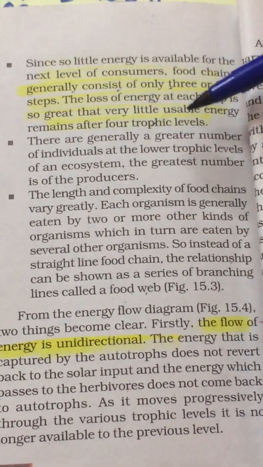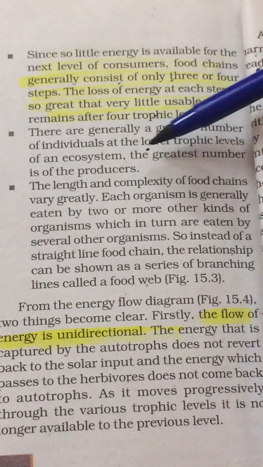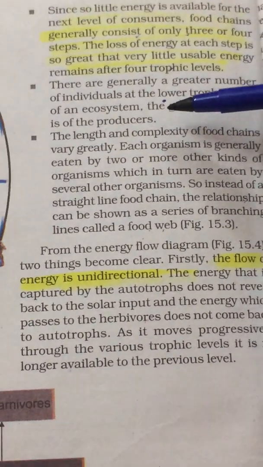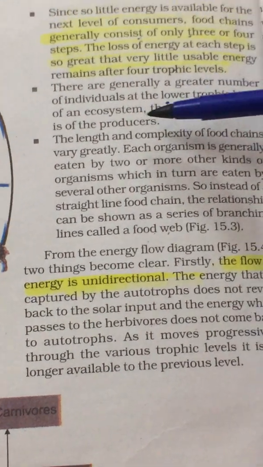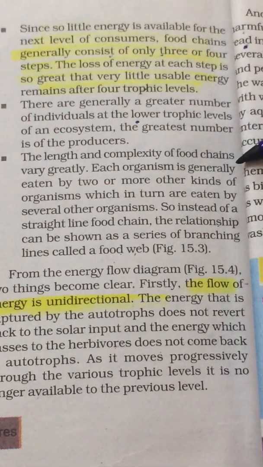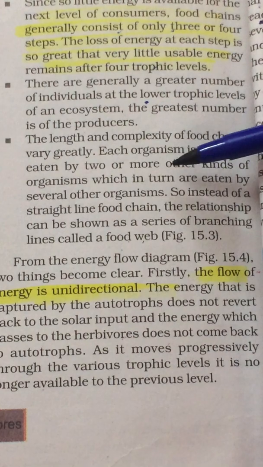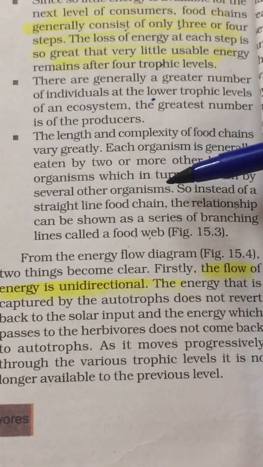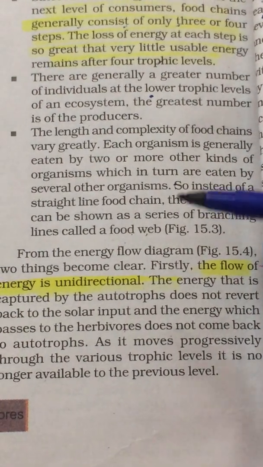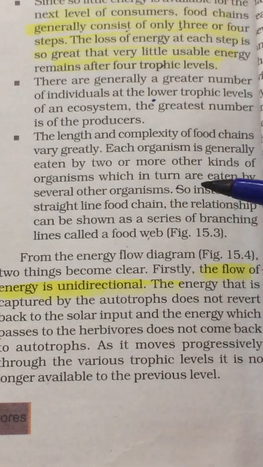There are generally a greater number of individuals at the lower trophic levels of an ecosystem. The greatest number is of producers. The length and complexity of food chains vary greatly. Each organism is generally eaten by 2 or more other kinds of organisms, which in turn are eaten by several other organisms. So this is the definition of a food web. That is, many food chains are interconnected with each other and they form a food web.